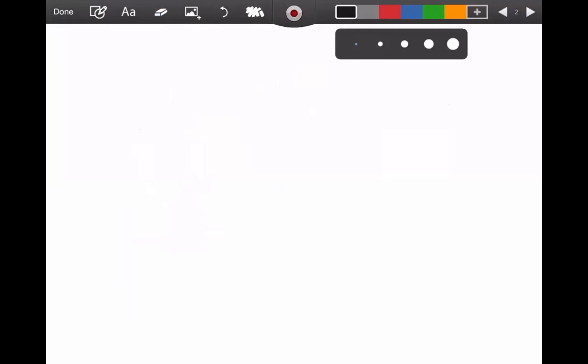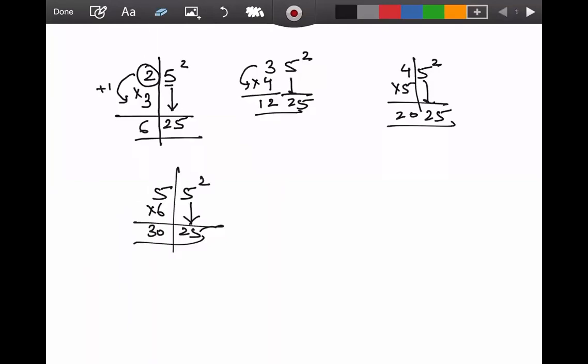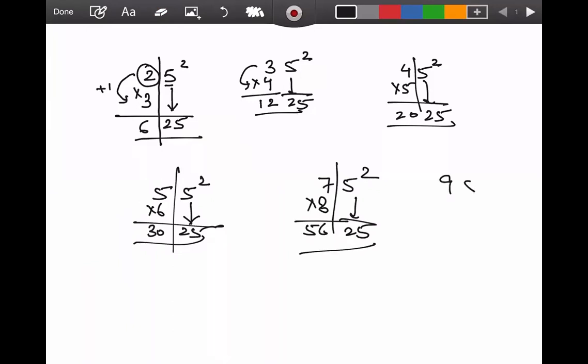So the next is, let's do one or two more quickly. What is 75 square? 7 into 8, 56. 5625. 95 square, quickly. Sir, 9025.